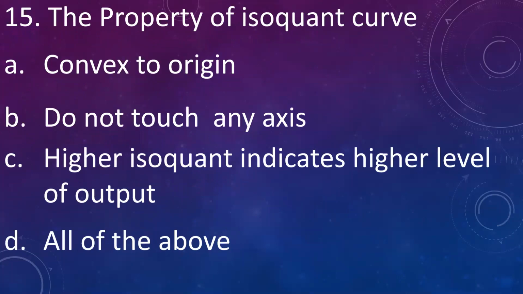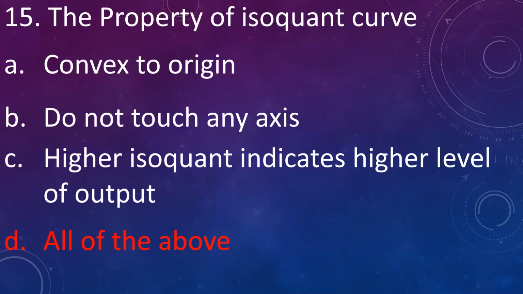And the property of ISO-cont curve: A convex to origin, B do not touch any axis, C higher ISO-cont indicates higher level of output, D all of the above. Answer is all of the above. These three are also the property of ISO-cont curve. This ISO-cont is convex to origin, does not touch any axis, and higher ISO-cont indicates higher level of output.